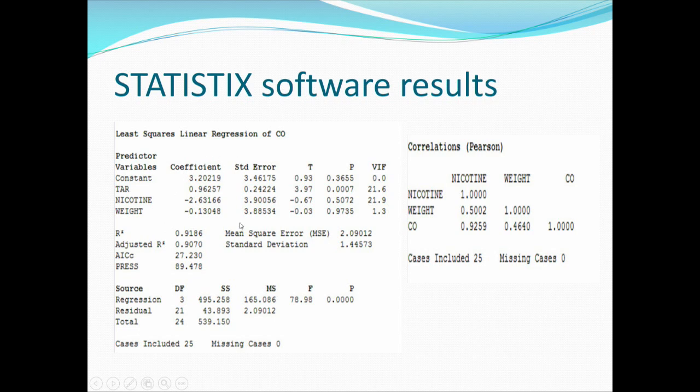Where would you look first on a printout like this to evaluate the overall adequacy of the model? Where would you look first? What's a good place to look? Down here. Global F, right? You always want to look at the global F test first. It's significant. So that's telling us now, it doesn't necessarily tell us that the model is good or great.